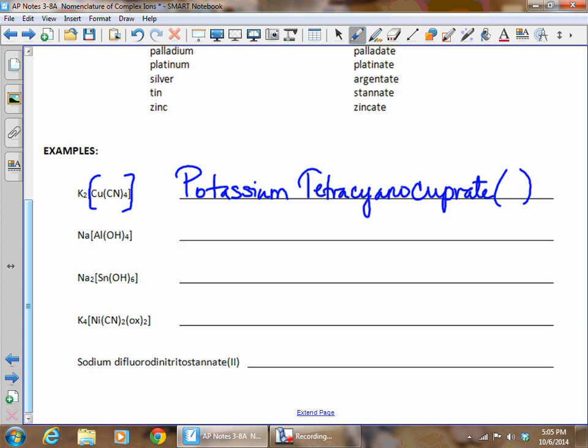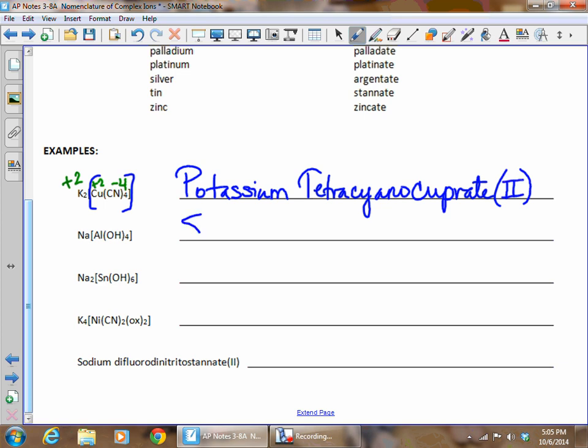And if you look at the charges, each potassium's +1, so there's a +2 for that. Each cyanide's a -1, so that's a -4 total for the cyanide side. So it looks like copper has to be a +2. So looks like the Roman numeral for that's going to be a 2.